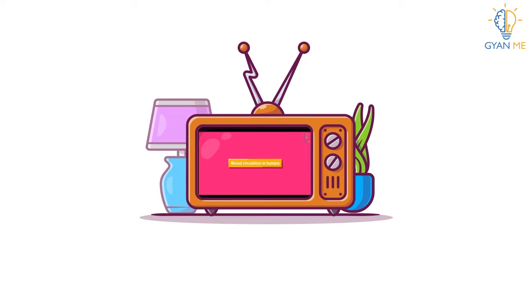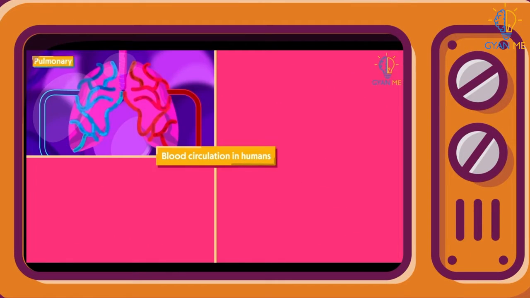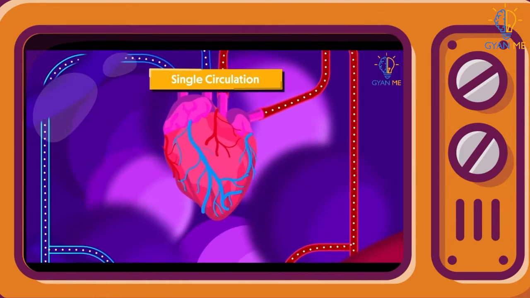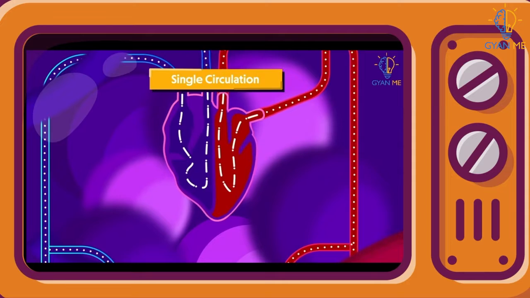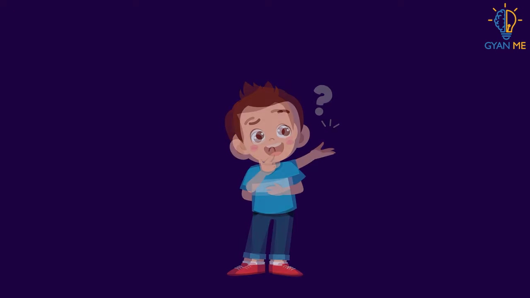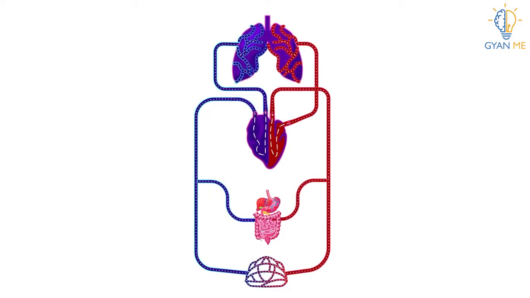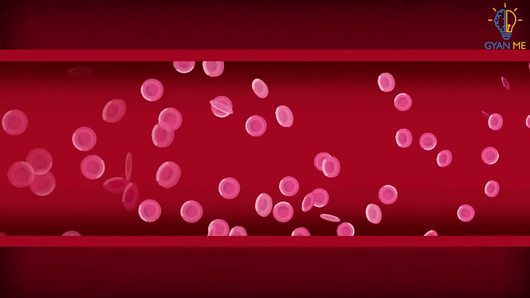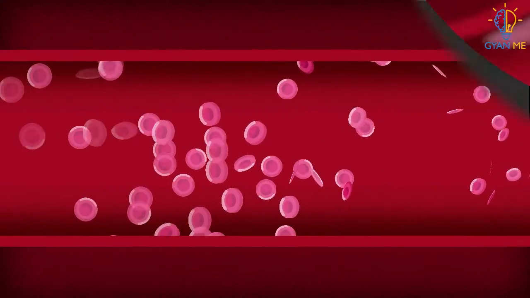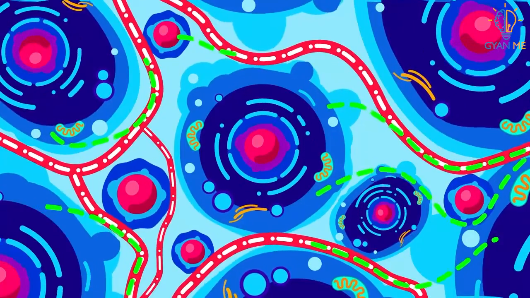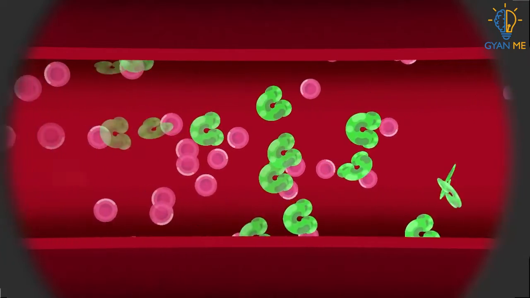Hello students! In our previous video, we learnt about the human circulatory system and the heart, the organ that pumps blood continuously in our body. Students, as you'll recall, the blood keeps circulating constantly inside our body. It transports useful materials to our body cells and also the waste materials that are released by body cells.